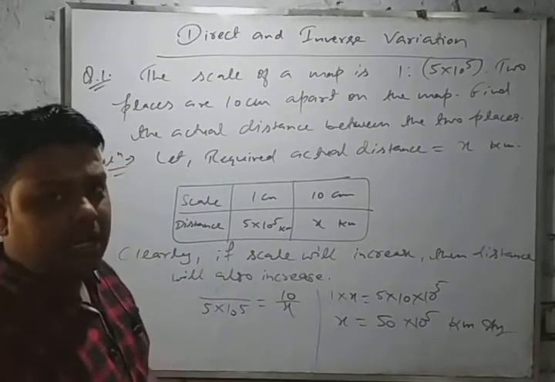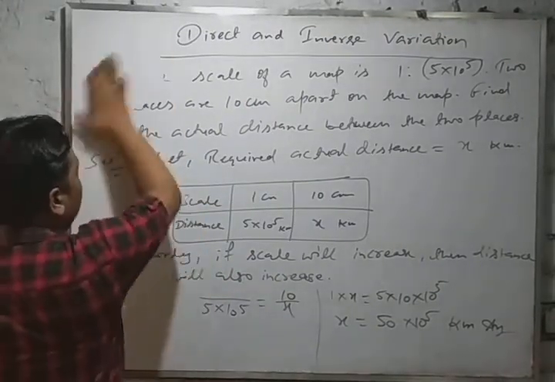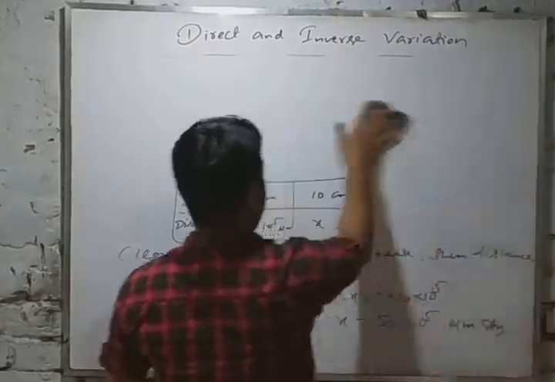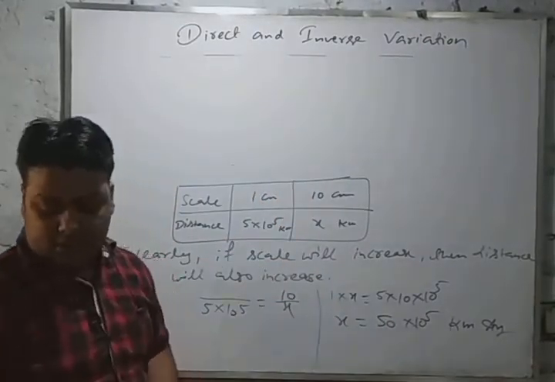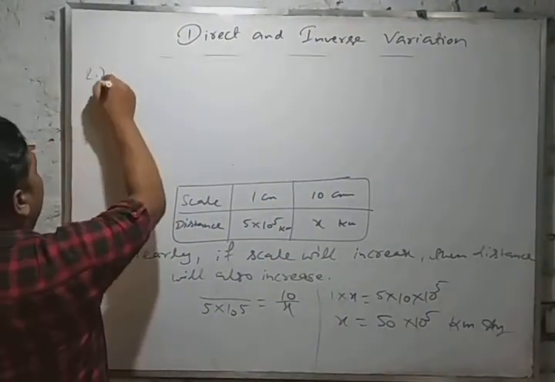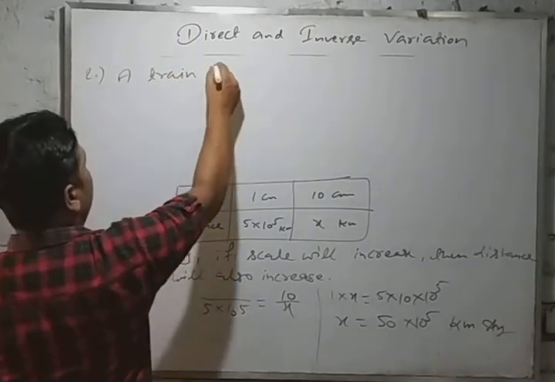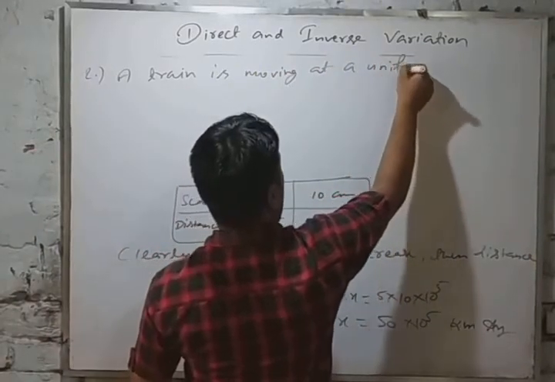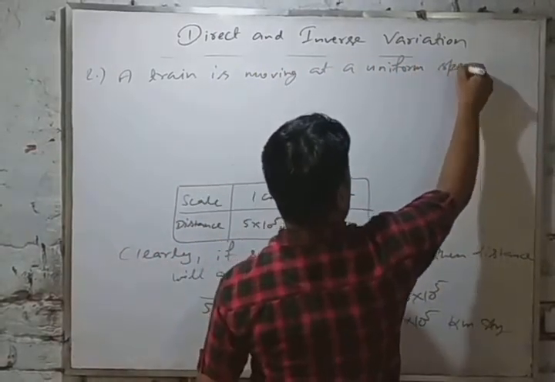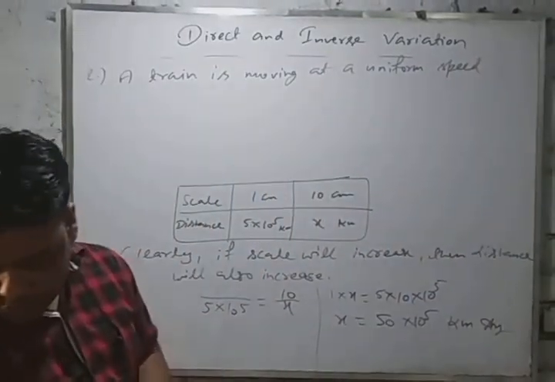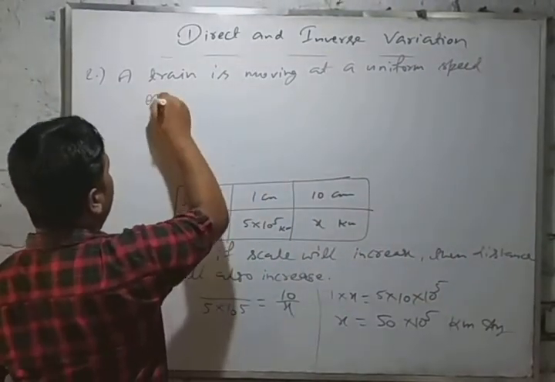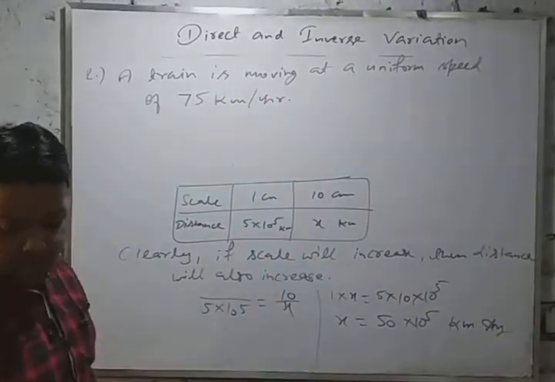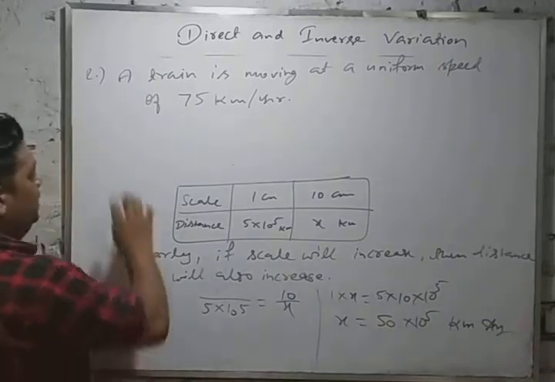Okay, now let's see another question. First I am writing the question. A train is moving at a uniform speed of 75 kilometer per hour. Now we have to answer two questions in this.